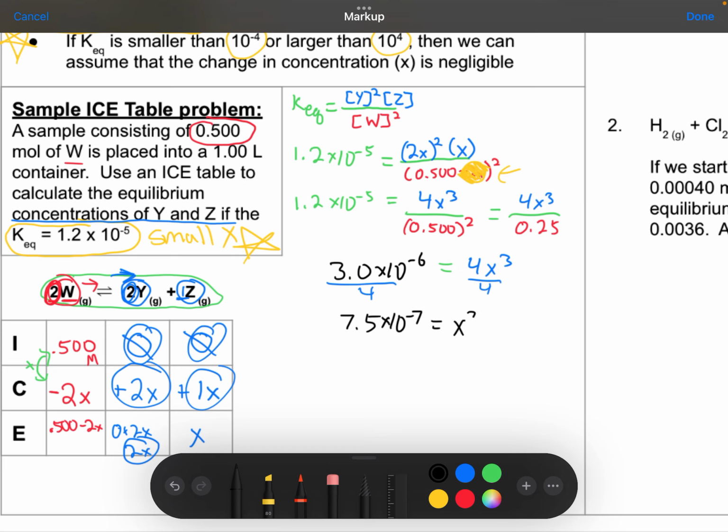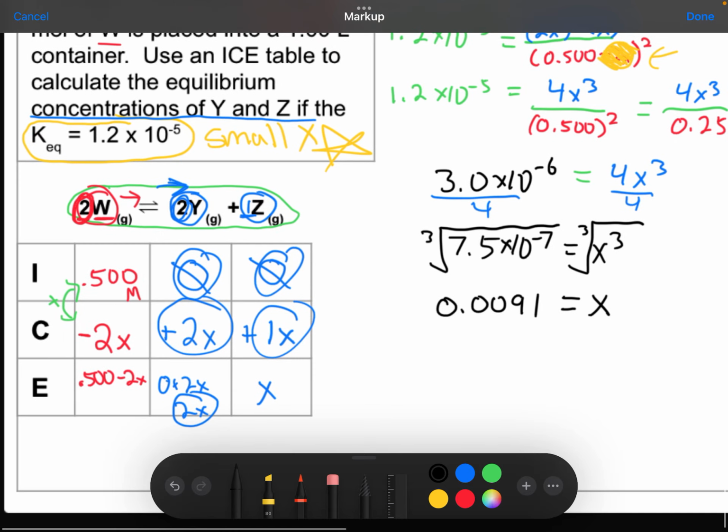Now at this point, it's easy to solve for x if you know how to do it on your calculator. So if you're not sure how to do this on your calculator, I can show you in class, but we are actually going to take a cube root of both sides. So that's expressed like this. It's like the little square root symbol. We just use a cube root instead, which is again a function of your calculator. And we are going to get that x is equal to 0.0091. Okay, amazing. We've done that so far.